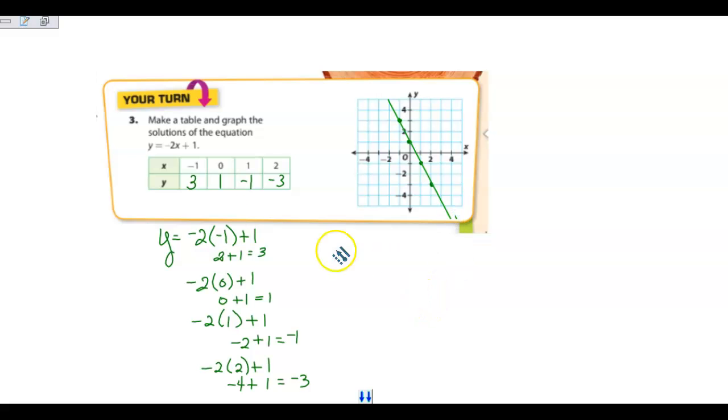Okay, so is this proportional or non-proportional? If you said non-proportional, you're correct because the line does not pass through the origin.